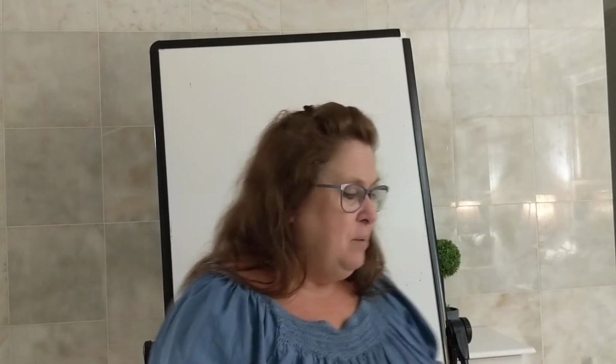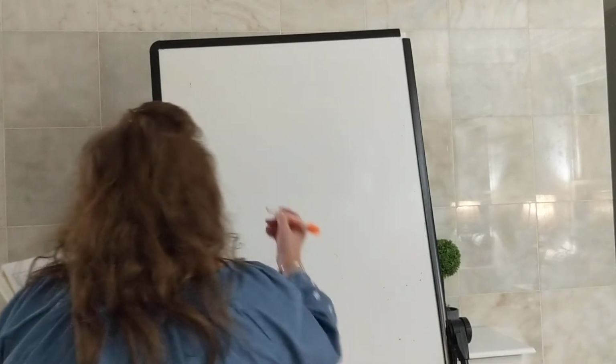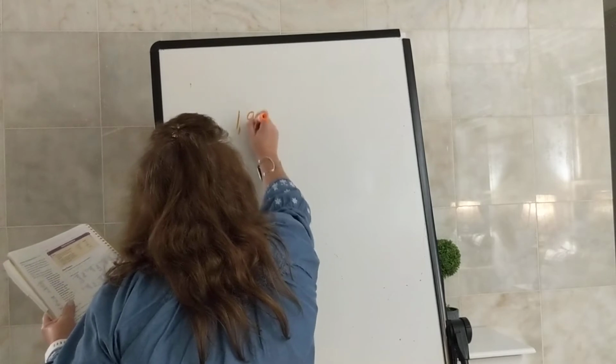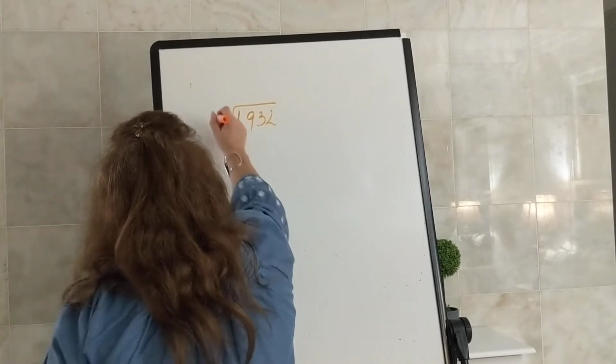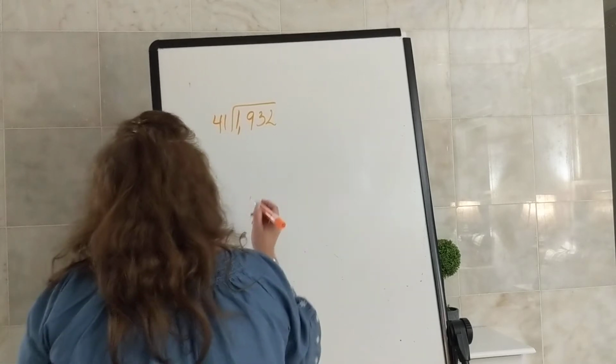If I know you have something, I know you're ready to move on, then I just move on and don't keep continuing to have you do the same kind of things over and over again. But for right now, I am going to teach you quickly how to check a division problem, okay? So our division problem is 1,932 divided by 41.